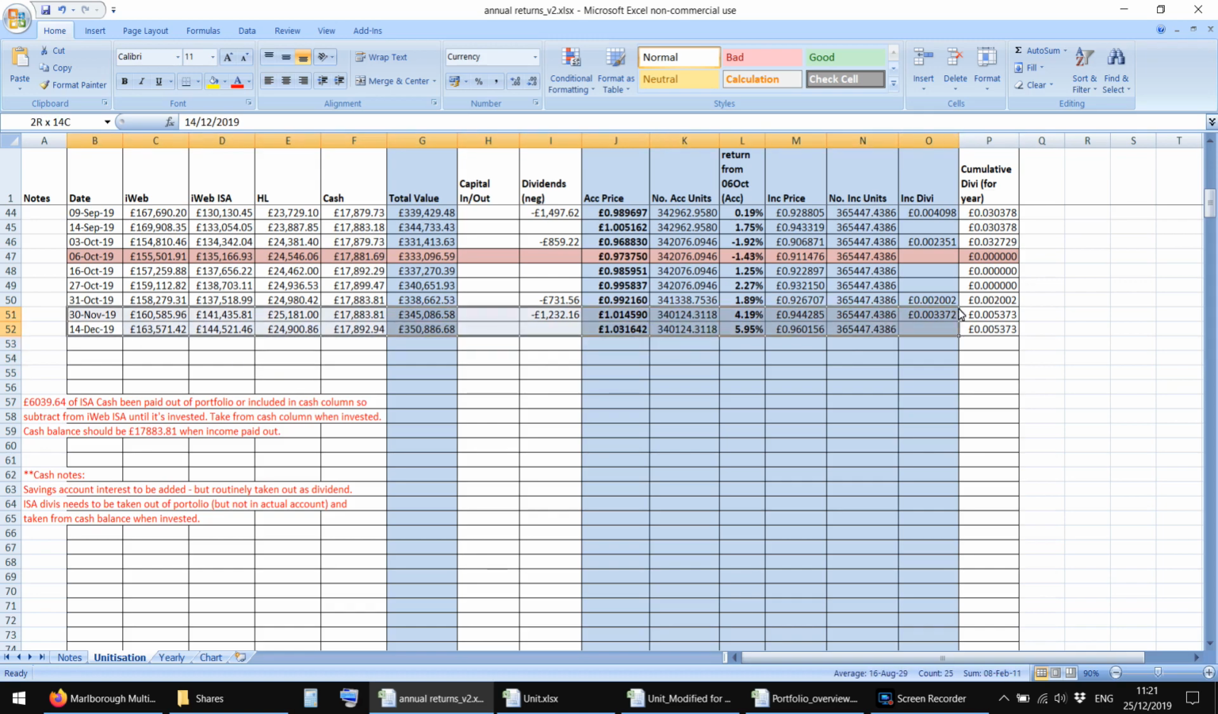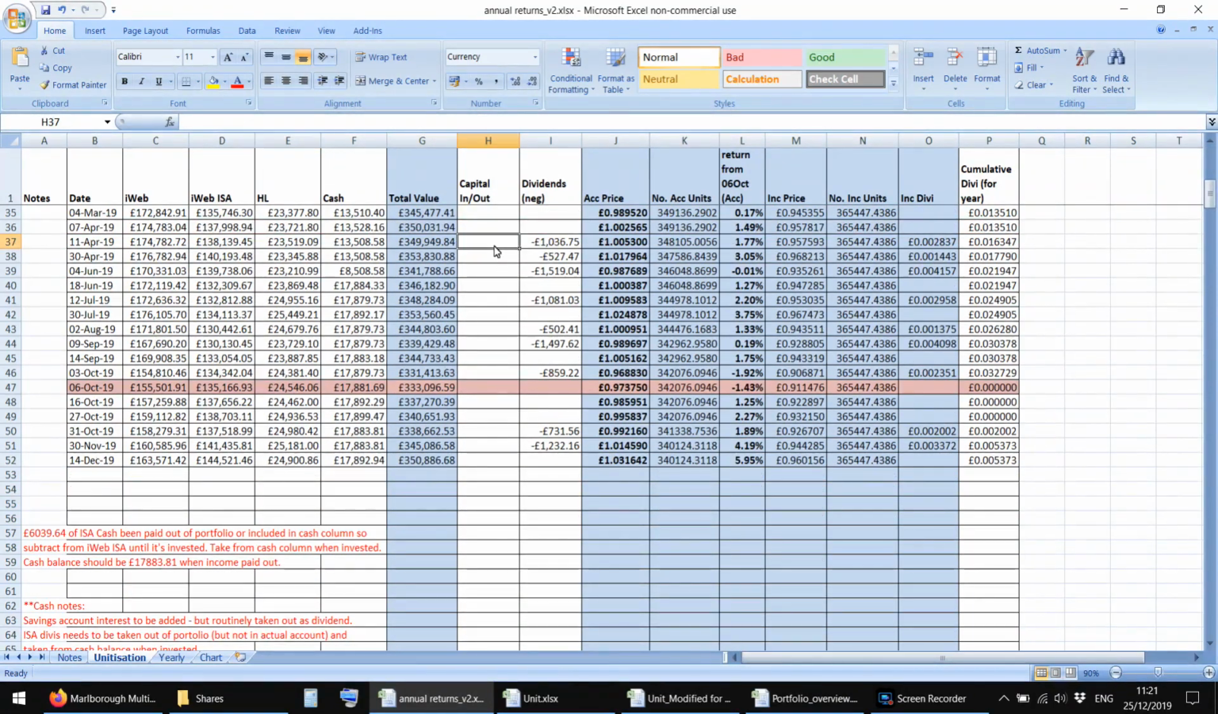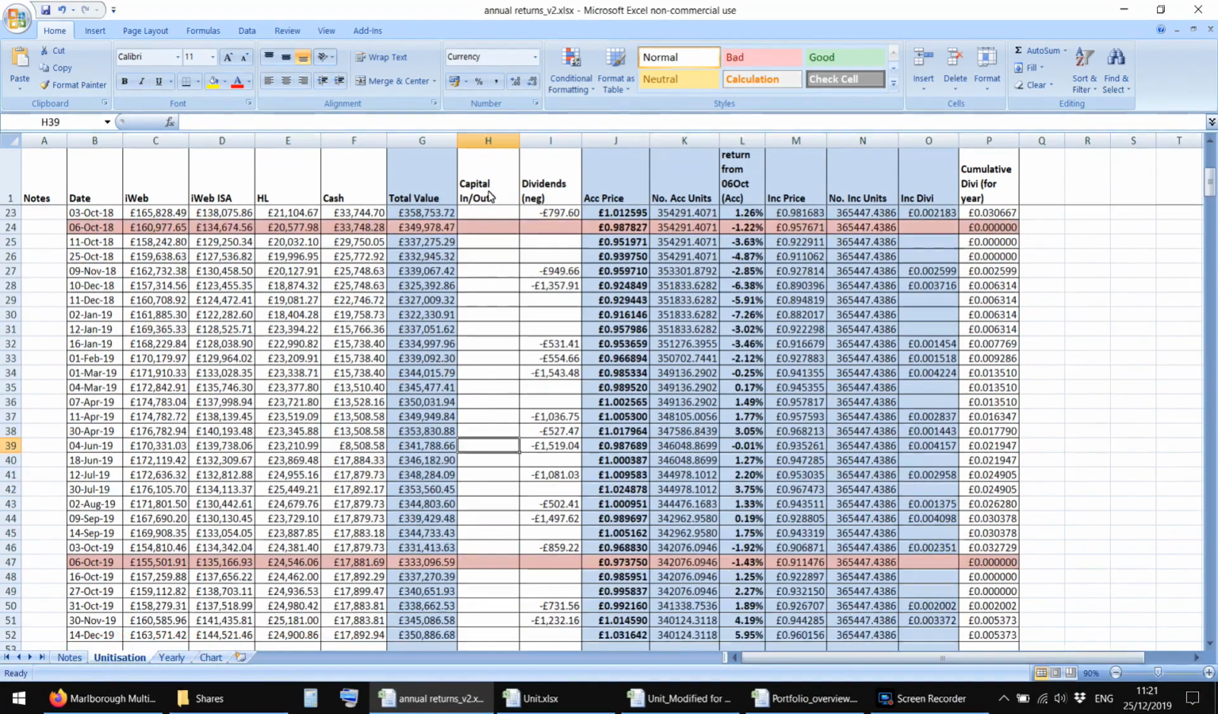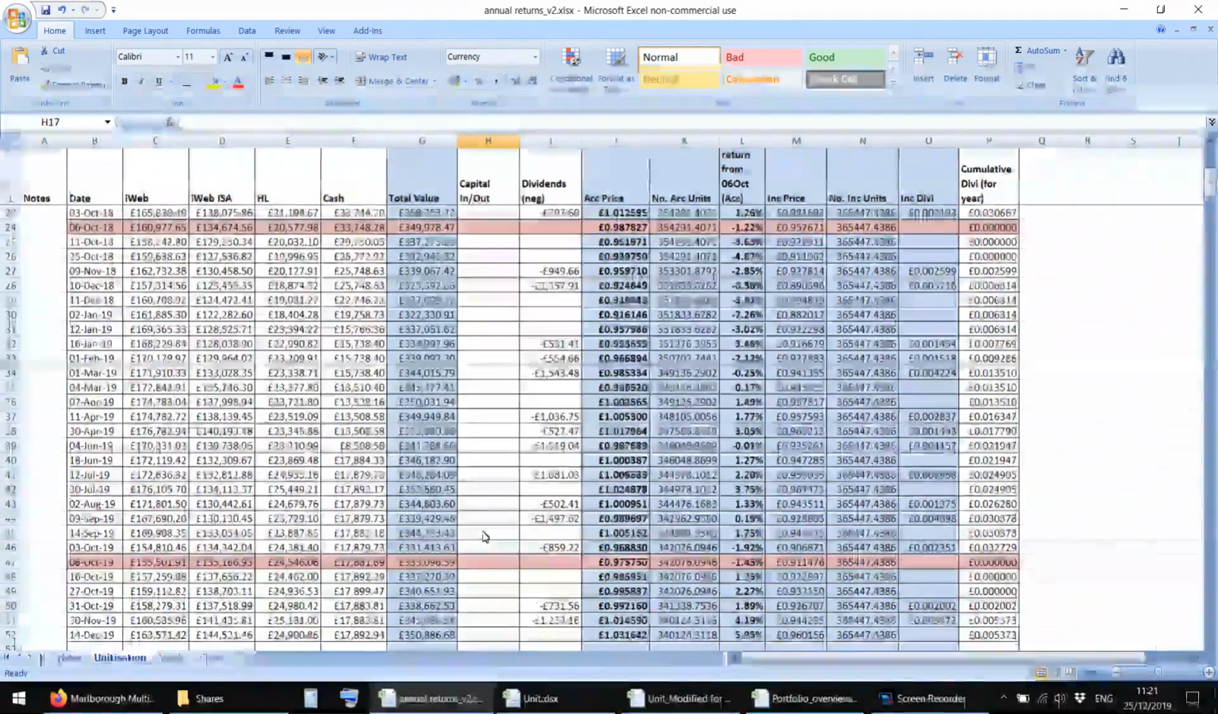I mainly do it once a month. I sweep out the dividends and interest. Well, yeah, that's roughly right. End of October, end of November, I've done it. But as you can see, because I'm retired, I'm living off the income, all of this capital in out is pretty much blank for me, because I've only done it once. I've added 80 grand when I sold my flat in November 2017, and as you can see, I've gradually invested it as the cash levels have gone down.